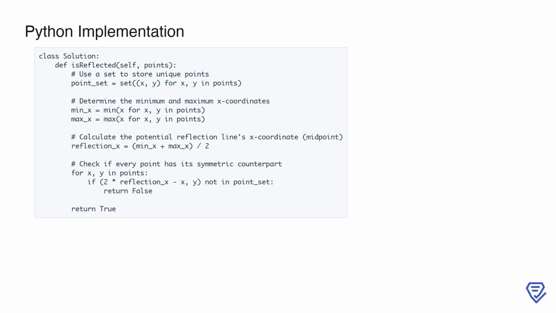This implementation is efficient, with a time complexity of O(n), where n is the number of points, as it processes each point once and performs constant time set operations. It also uses O(n) space to store the points in the set. By leveraging the properties of symmetry and set operations, the solution is both concise and performant, handling edge cases such as duplicate points and points aligned on the reflection line seamlessly.